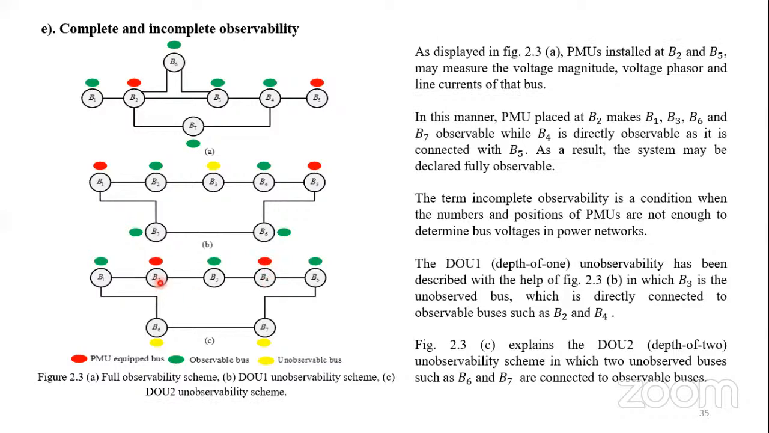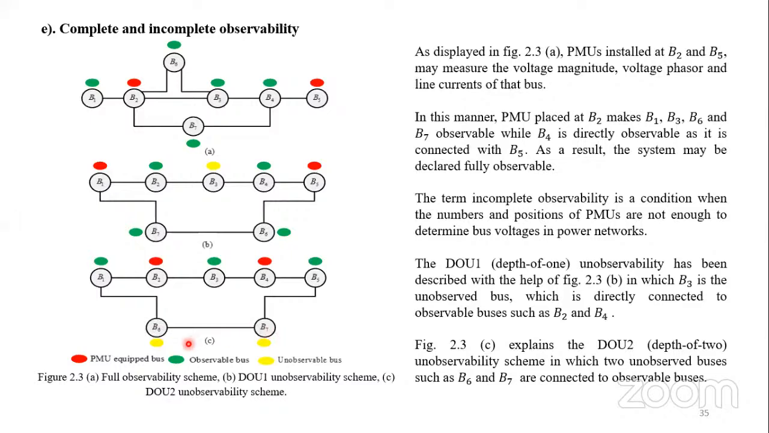So with the PMU installed at bus number 2, we can easily observe bus number 1 and 3, and with bus 4 also we can observe bus number 3 and bus number 5. But the problem is that bus 6 and bus 7 are unobservable.